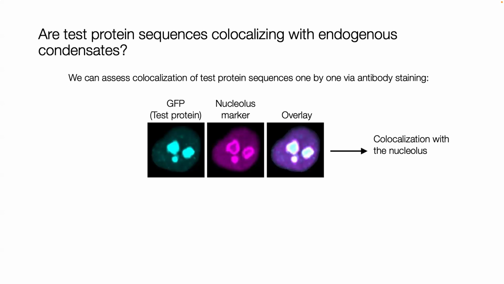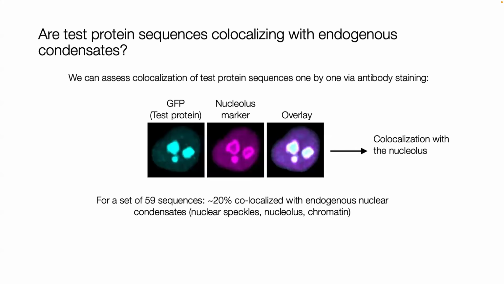via antibody staining. So we can have our GFP fused test protein. We can have a marker for something like the nucleolus, look at the overlay, and see here we're getting perfect co-localization with the nucleolus. This is a sequence that's just going and localizing to the nucleolus. So we used this approach for a set of 59 sequences. About 20% of them co-localized with endogenous nuclear condensates, nuclear speckles, the nucleolus, and chromatin.